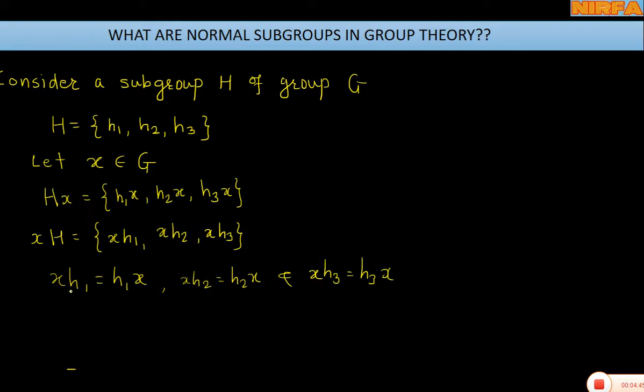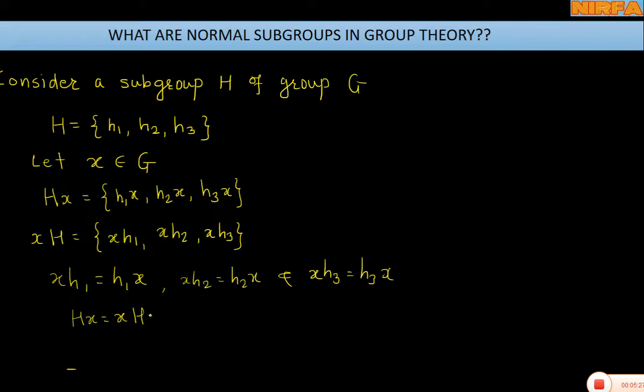So these 6 elements must be equal when G is abelian. But when G is not abelian, then they may be equal or may not be equal. But if these elements are equal, then we may write Hx is equal to Xh.